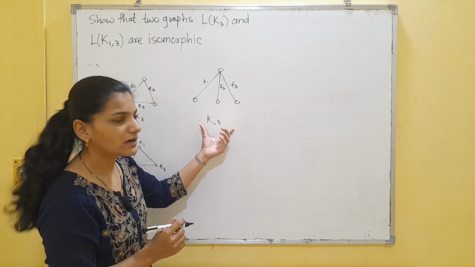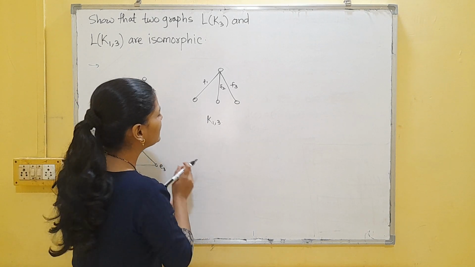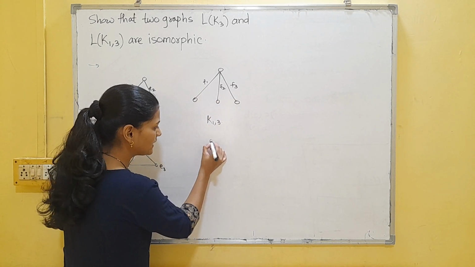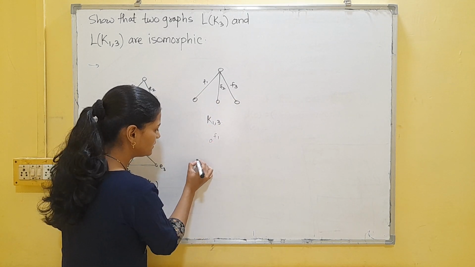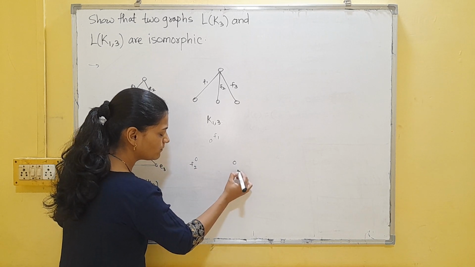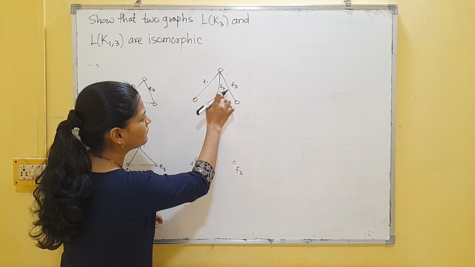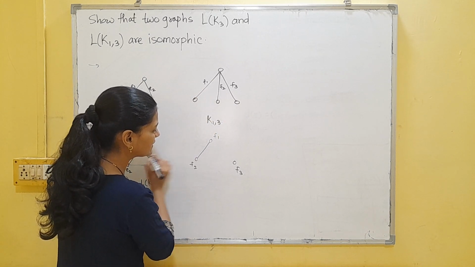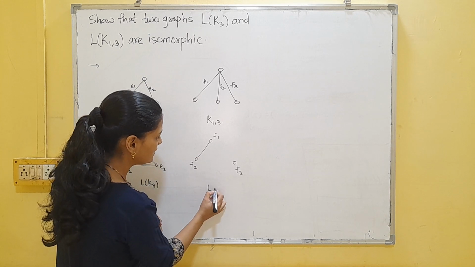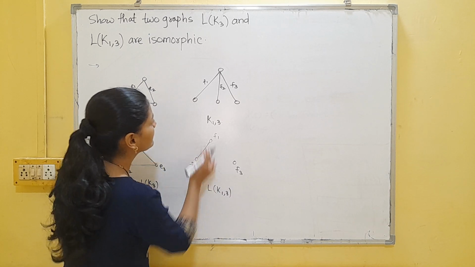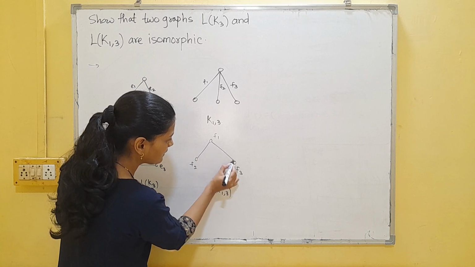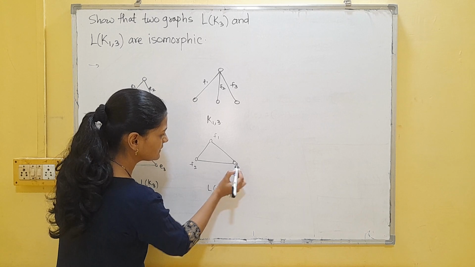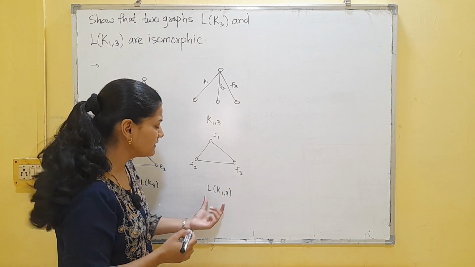Now to draw line graph of K1,3. So how many edges are there in K1,3? F1, F2, F3, that means 3 edges. So L(K1,3) will have 3 vertices F1, F2, F3. Now F1 and F2 are adjacent edges. So F1 and F2 are adjacent vertices in L(K1,3). F1, F3 are adjacent edges and F2, F3 are adjacent edges. So these two are adjacent vertices in L(K1,3).